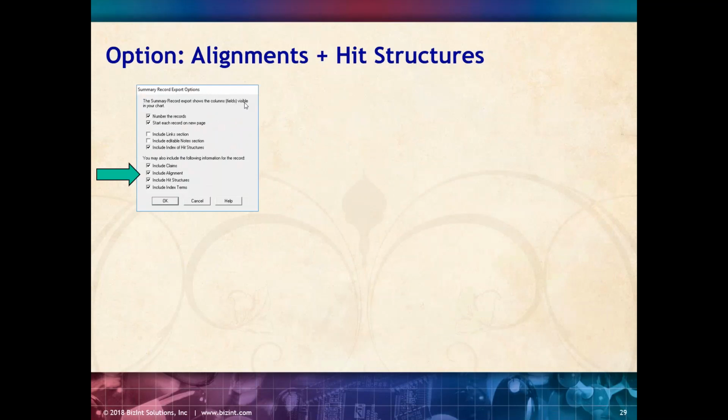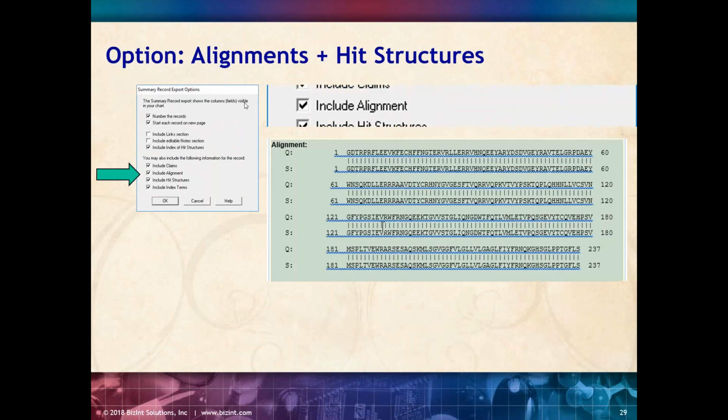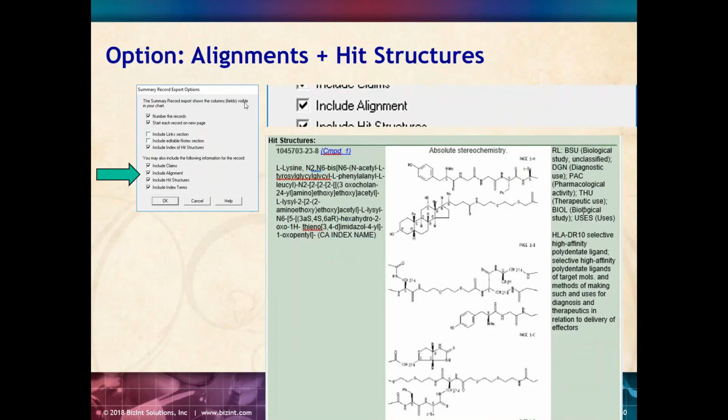But when I export to summary records, I chose to have the alignment and the hit structures. And when I include the alignment, I get the complete alignment, one instance of the complete alignment, and I get the hit structure. So you can see here that it's a slightly different way of looking at that amino acid chain. But we can basically do a comprehensive search and find results both ways and combine them together.